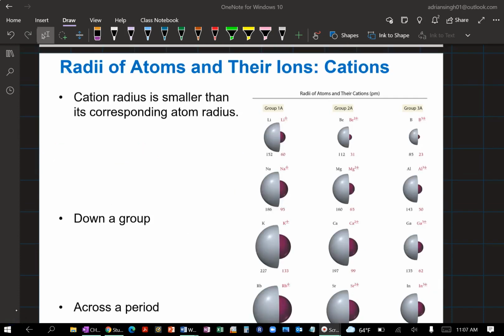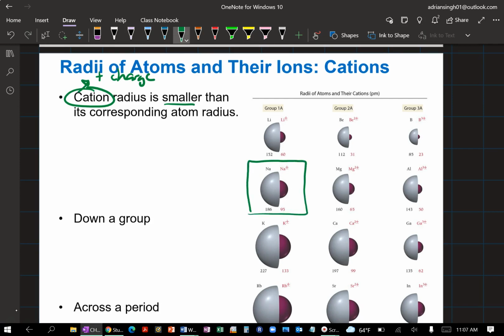All right, so let's take a look now at how the size of atoms and their corresponding cations change as we go across a period or down a group. Generally, what we're going to see is that the cation radius, remember cation has a positive charge, is smaller than the corresponding neutral atom radius. So for example, if you look at sodium over here, the sodium atom itself is in gray, has a radius of 186 picometers. The sodium ion, Na+, has a much smaller radius of 95 picometers. Okay, so Na+ is smaller than a neutral sodium atom.